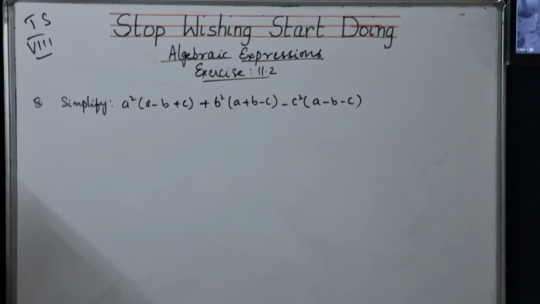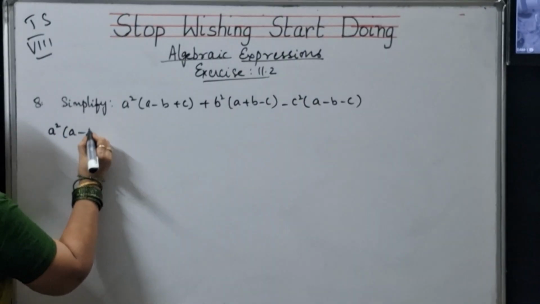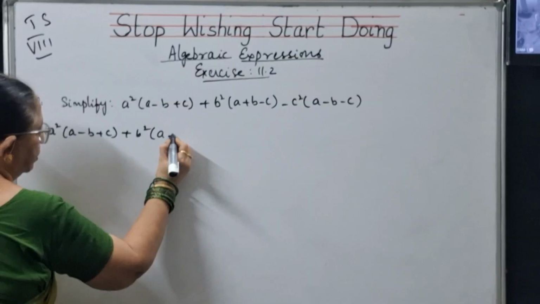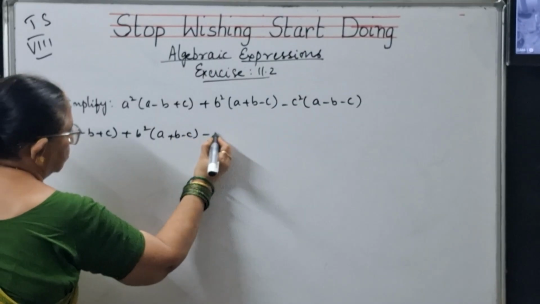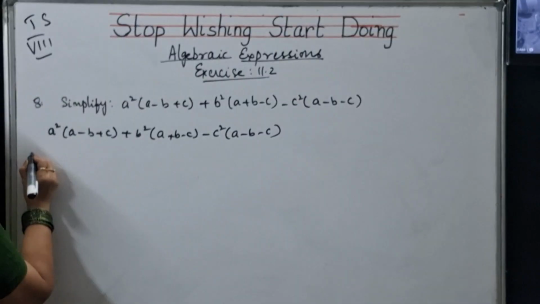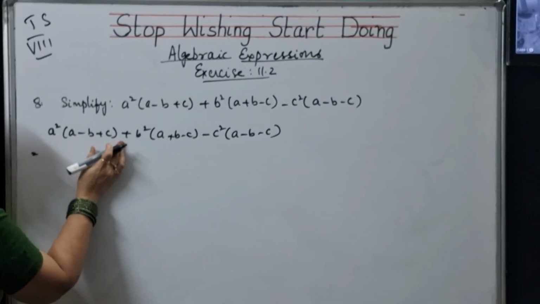Eighth sum, children. Simplify: a square into (a minus b plus c) plus b square into (a plus b minus c) minus c square into (a minus b plus c). So let us see how it has to be simplified. The problem is a square into (a minus b plus c) plus b square into (a plus b minus c) minus c square into (a minus b minus c). So this is equal to, let us multiply. Bracket means without any sign, you have to multiply.